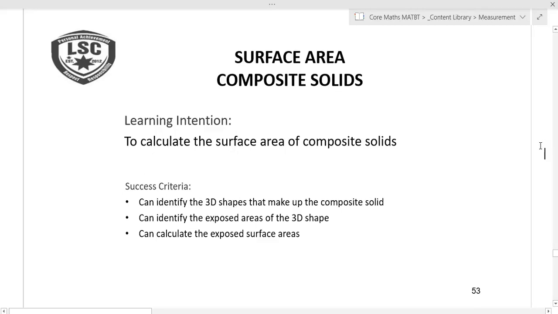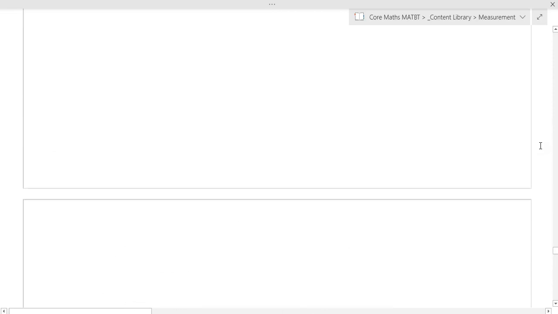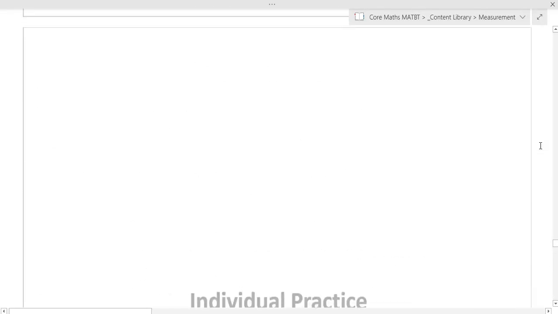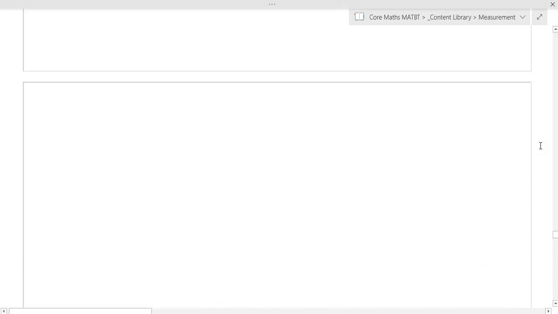But in the previous lesson that we had, which was sometime on Monday, we looked into finding surface area. Surface area basically means if you have a shape like this disinfectant bottle, you're just trying to find the area on the outside of it. Okay, that's all surface area is.